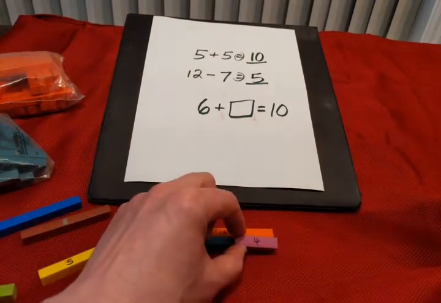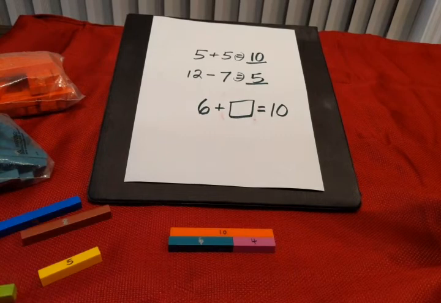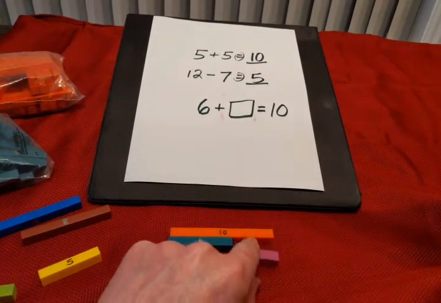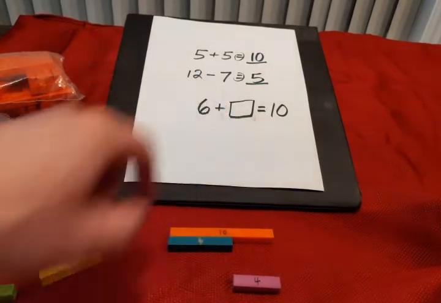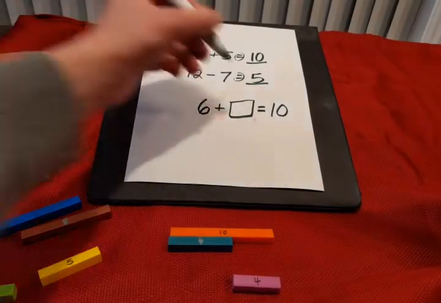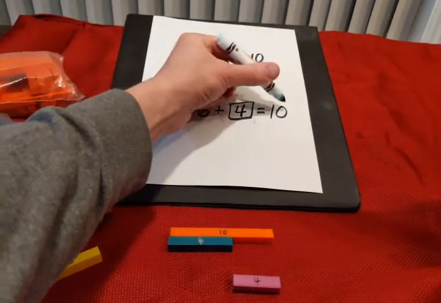6 plus 4. Look at that. So look at that. We found our mystery number. 6 plus 4, the mystery number, is the same as 10.